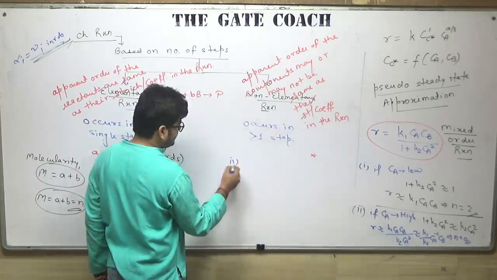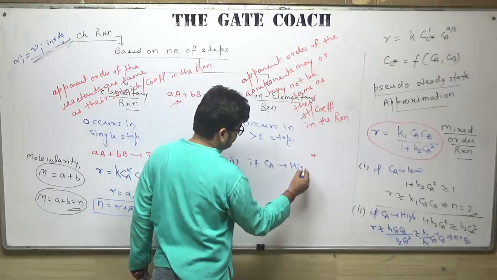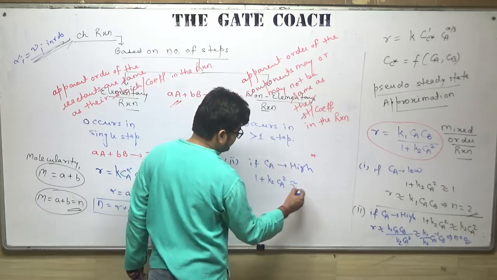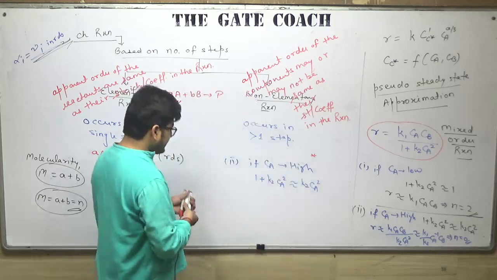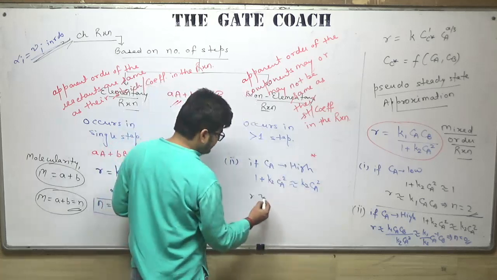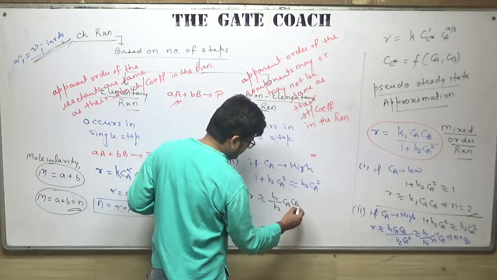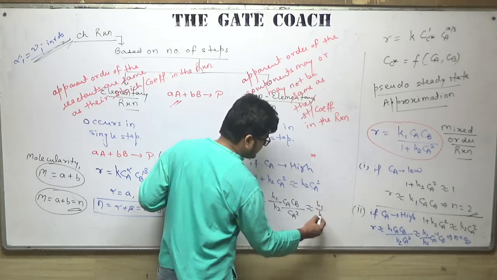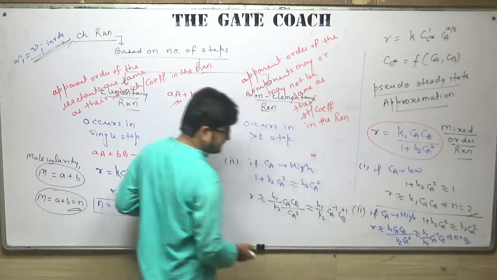Let me write this case here. If Ca is high, then obviously 1 plus K2 Ca square can be written as K2 Ca square. In this case, rate of reaction will become K1 over K2 Ca Cb over Ca square, that is K1 over K2 Ca power minus 1 Cb power plus 1.